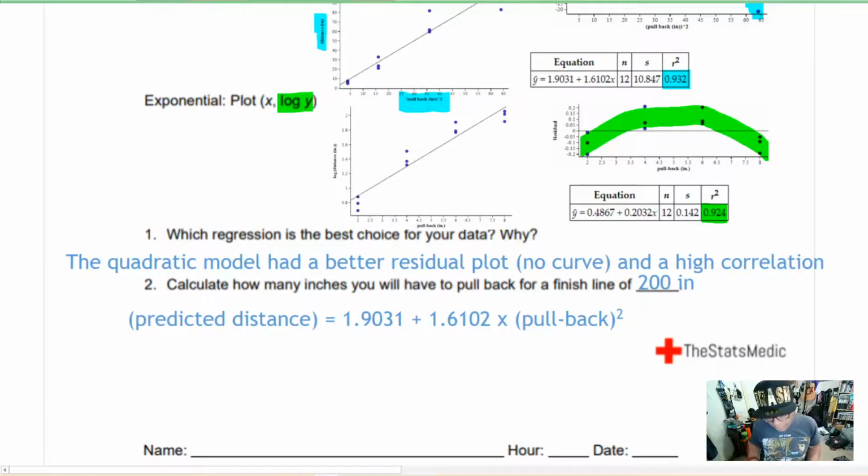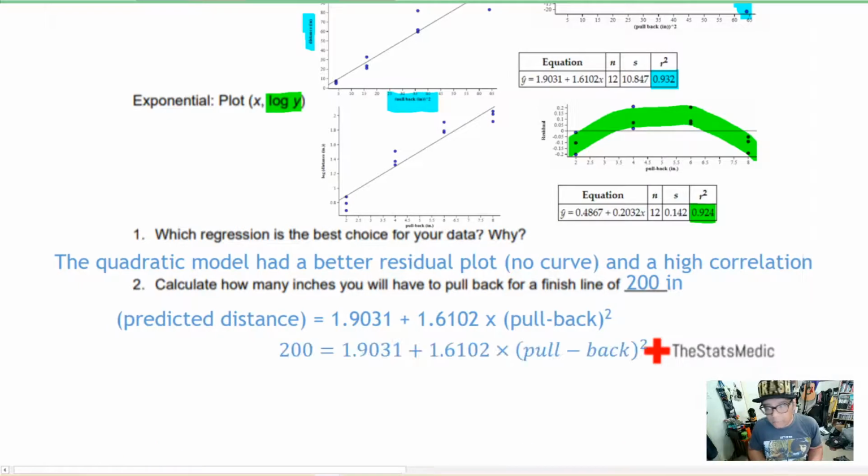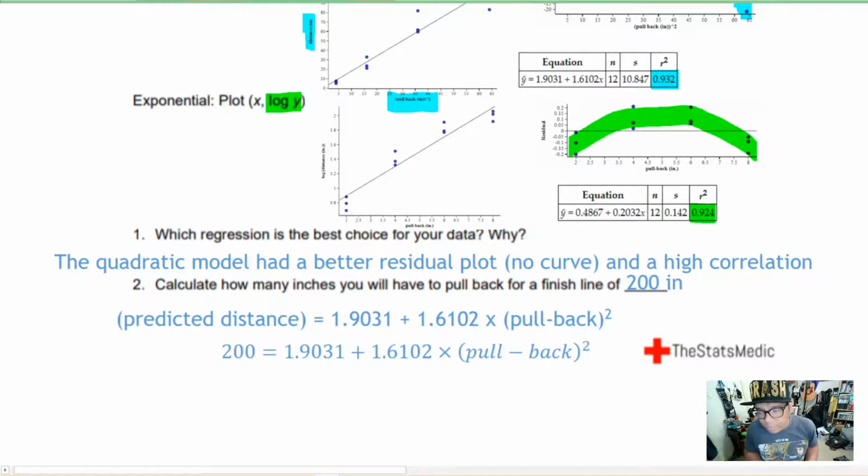So let's do some algebra here. 200 inches equals 1.9031 plus 1.6102 multiplied by pullback squared. At this point, you could really use the solver in your calculator. No one's going to mind that. But for our purposes, I'm just going to go through the algebra.